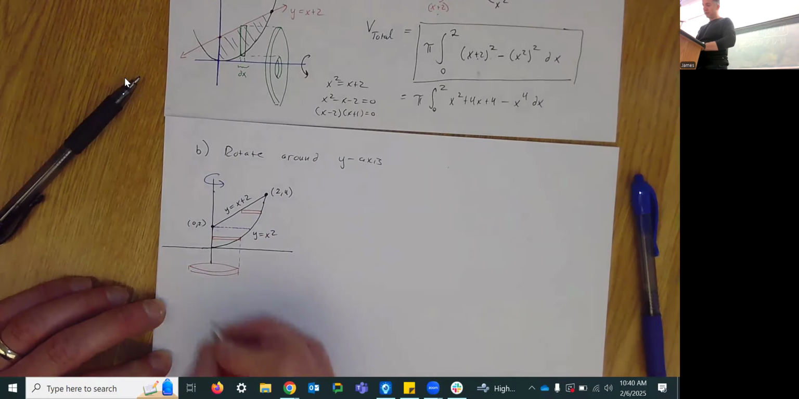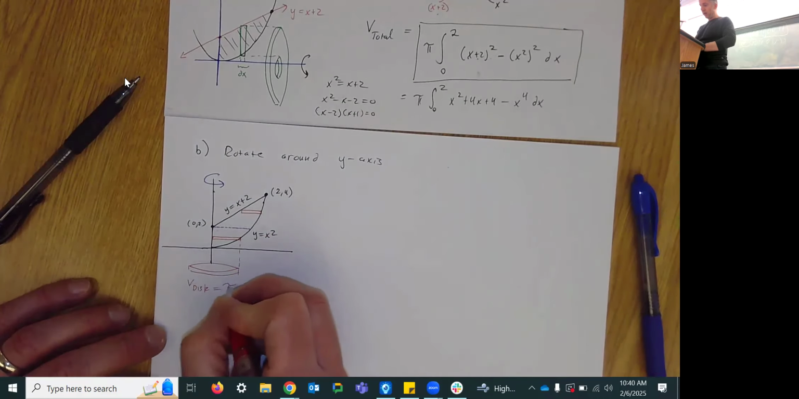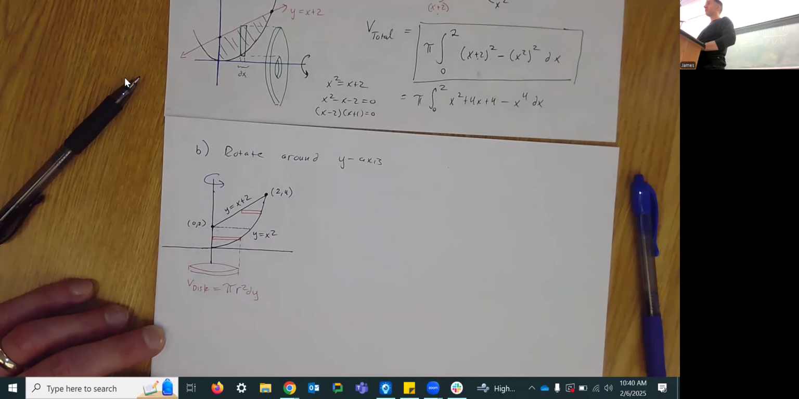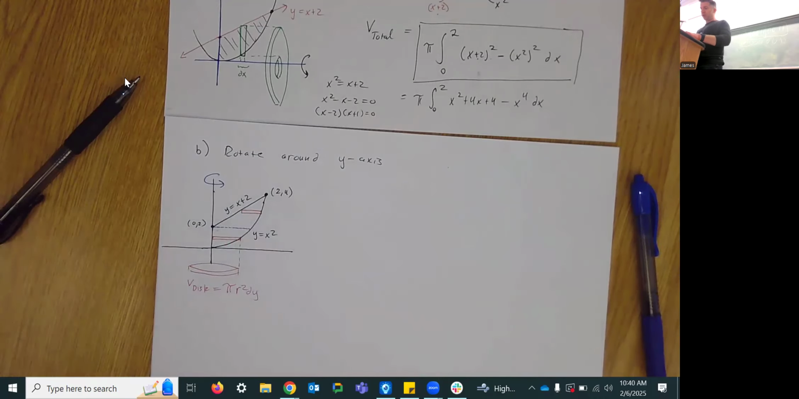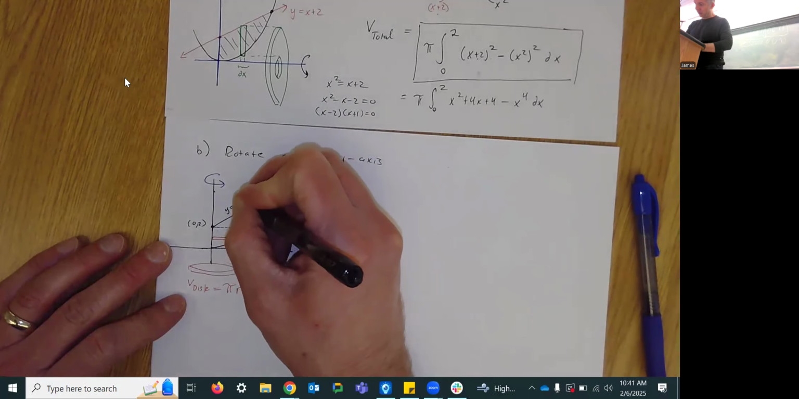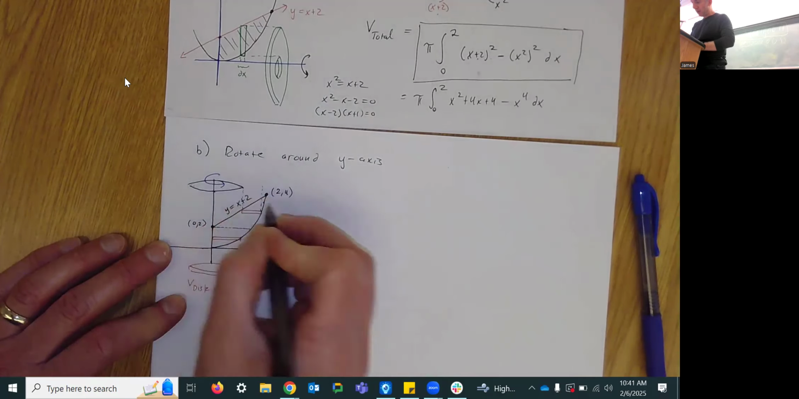And the volume of this little disk is going to be equal to pi times the radius squared times the thickness, which is dy. And for this part up here, when I rotate this part around, let's use a different color, James. I'll just go up instead of going down. When I rotate that part around, I'm going to get a washer.